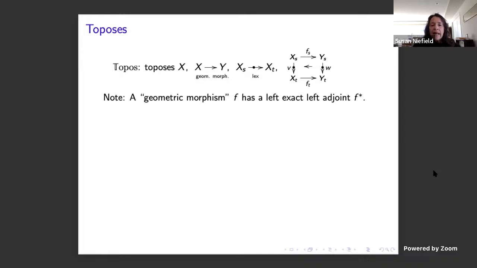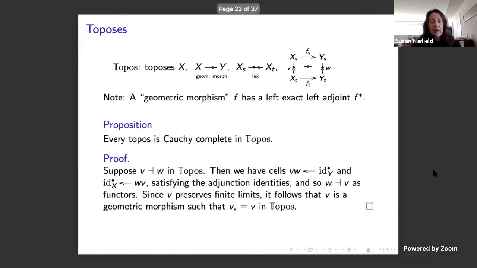And so a geometric morphism, I'll remind you, has a left exact left adjoint F upper star. Okay. And a cell in this category, these are the things that got glued in Artin-Wraith gluing. A cell is a natural transformation from F lower star W into V followed by F sub T lower star. Okay, in that opposite direction. And then the proposition is essentially the same as for locales, with very little difference in the notation even.